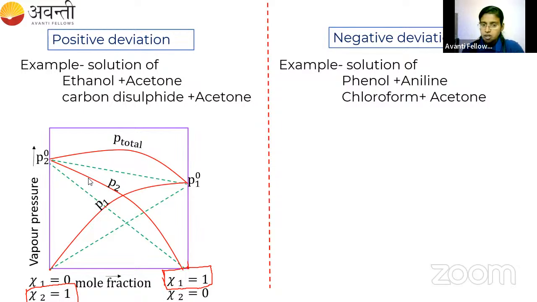Now all of you can see a red color line which is going above that green dotted line. So what does that represent? It shows the positive deviation. Positive deviation means the line will go a little bit above the ideal solution line. The green dotted line shows the ideal solution line and the red color line shows the positively deviated curve from the ideal solution, which is actually the non-ideal solution showing positive deviation.